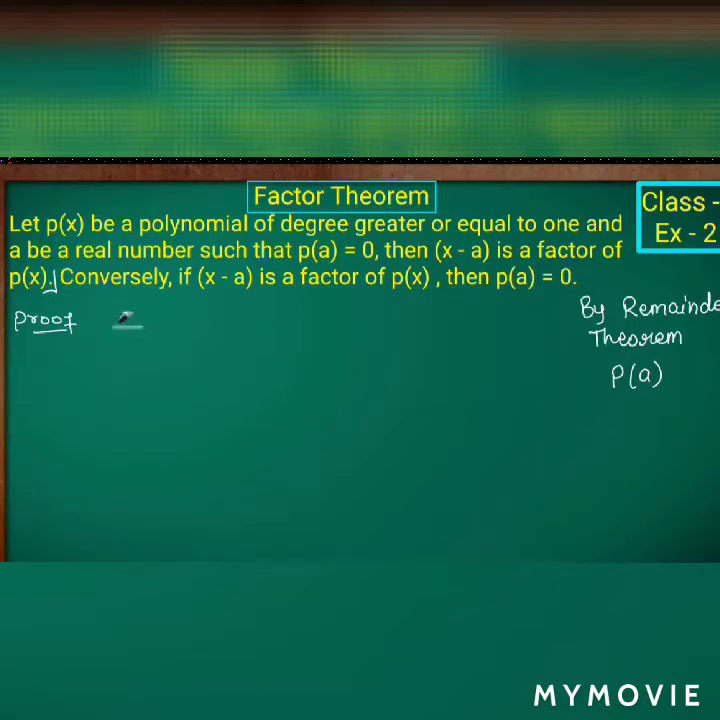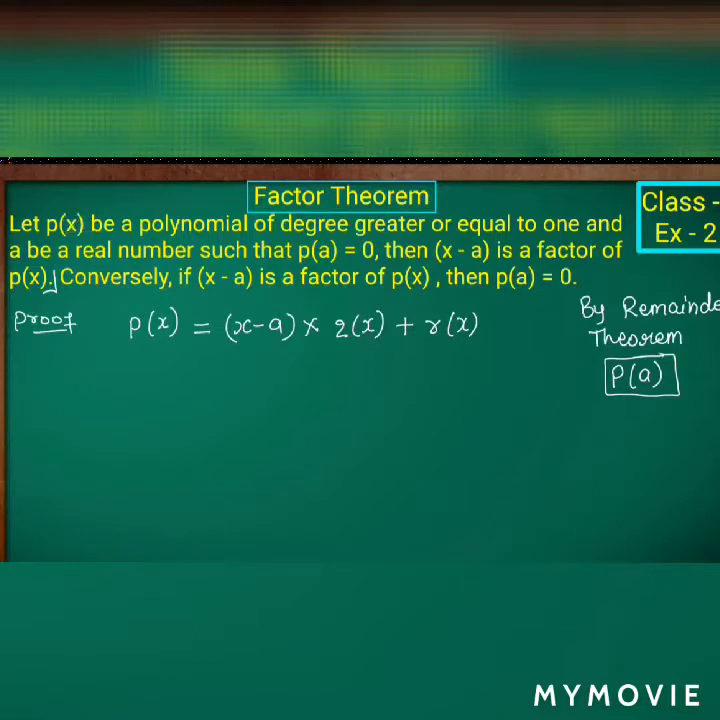So let's have the statement here: let p of x be a polynomial of degree greater than or equal to 1, and a be a real number such that p of a is equal to 0. Then x minus a is a factor of p of x, isn't it? Conversely, if x minus a is a factor of p of x, then p of a is equal to 0. So we'll take the equation in the form of dividend is equal to divisor into quotient plus remainder.